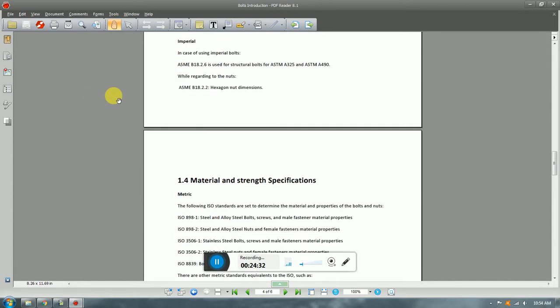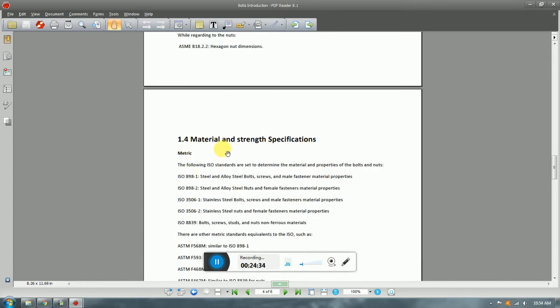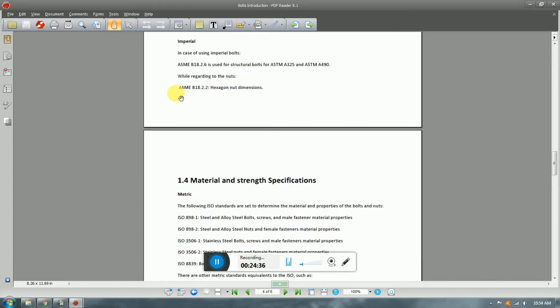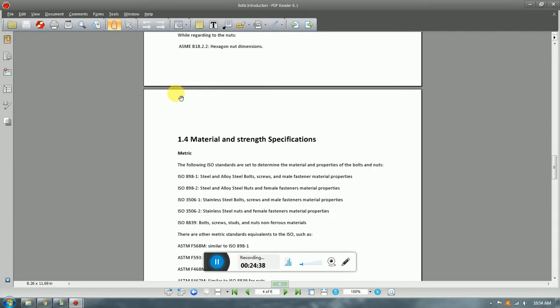Then you get the second type of standard, which is going to be the material or property standard. This one is going to tell you what the material is going to be, what the tensile strength is going to be, what the yield strength is, the proof strength, the density, exactly the composition of the alloy, and all these things related to it.